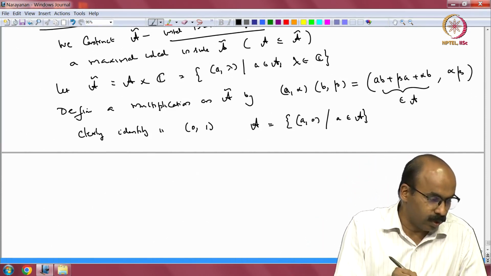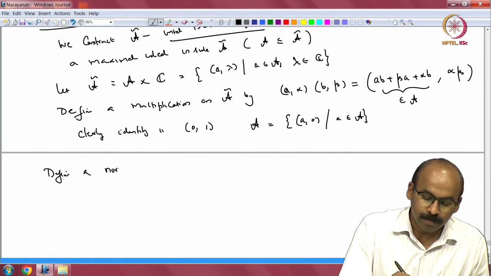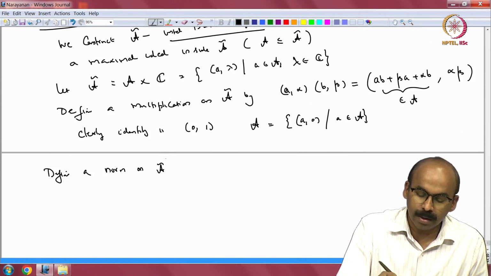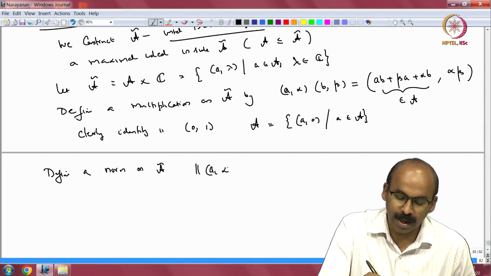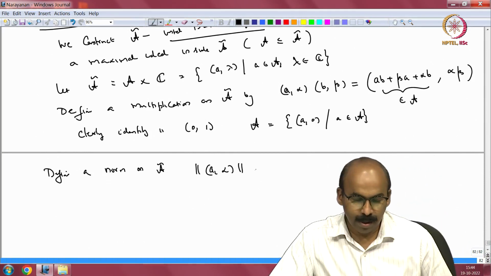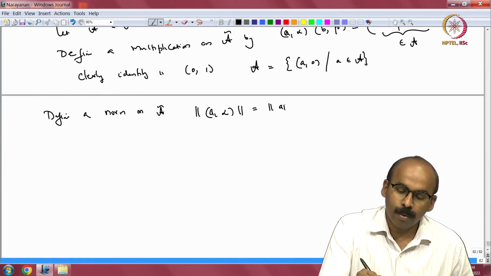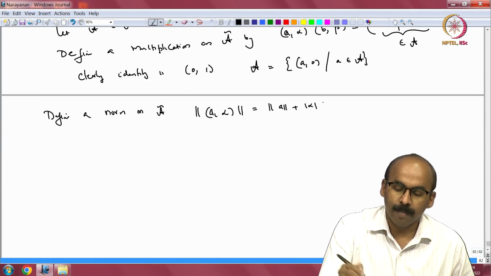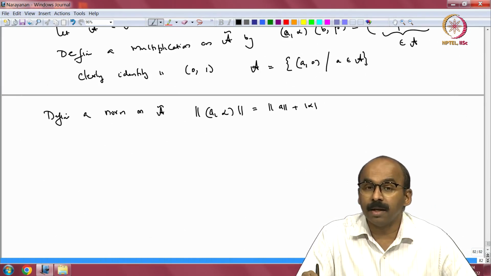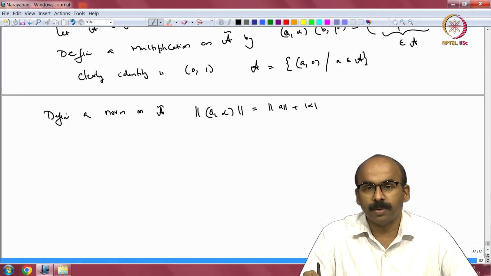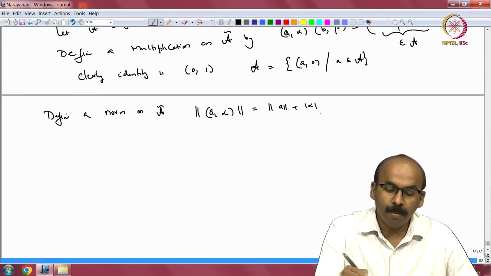So, what is the norm? Define a norm on A tilde. That is a new norm, but I will not write new, so just write the norm of (A, alpha), because there will not be any ambiguity, because this norm will reduce to the norm on A when you are looking at A. So, we are simply adding the norm of A and the norm of alpha. Alpha is a complex number, so its norm is mod alpha. That is all we are doing.